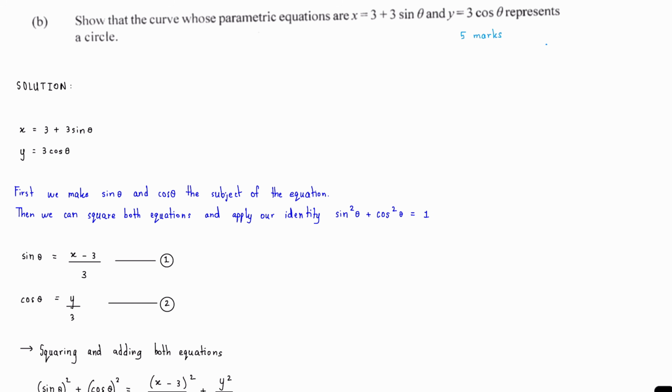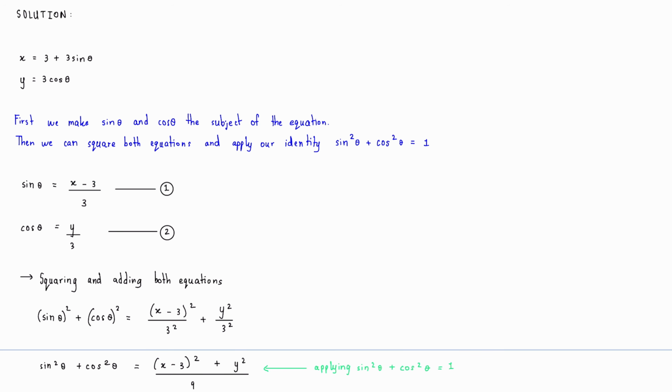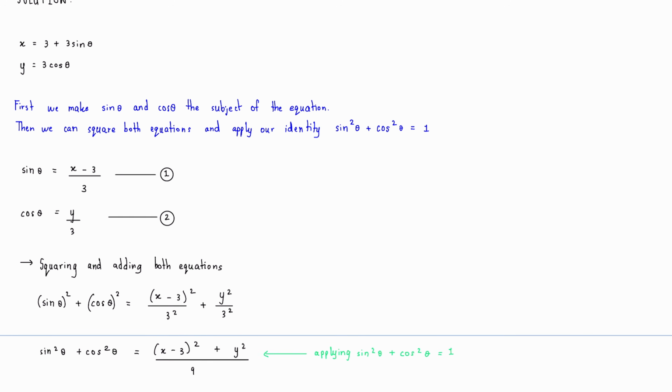Now part B says to show that the curve whose parametric equations are x is equal to 3 plus 3 sine theta and y is equal to 3 cos theta represents a circle. So now let's look at the equations they gave us. First, we have to make sine and cos theta the subject of the equation. Then we have to square both the equations and then apply the identity that we know, our favorite and the most popular: sine squared theta plus cos squared theta is equal to 1. And I know all of you have that memorized already, so I'm proud of you.